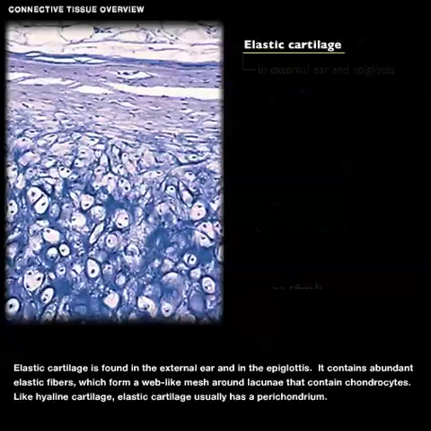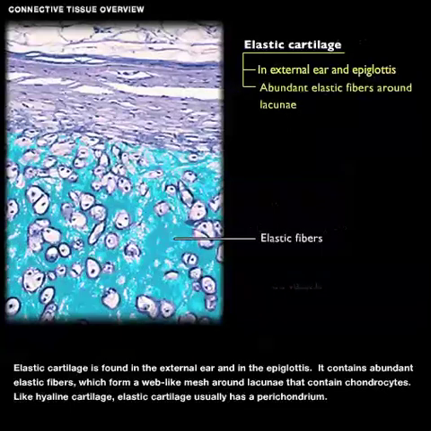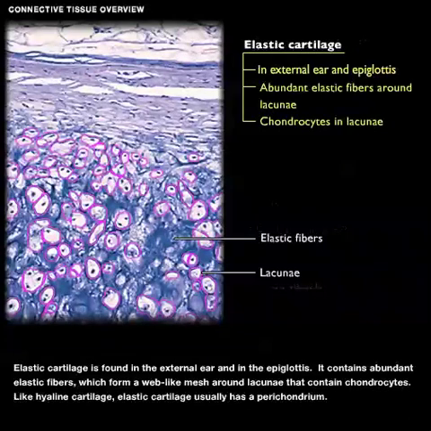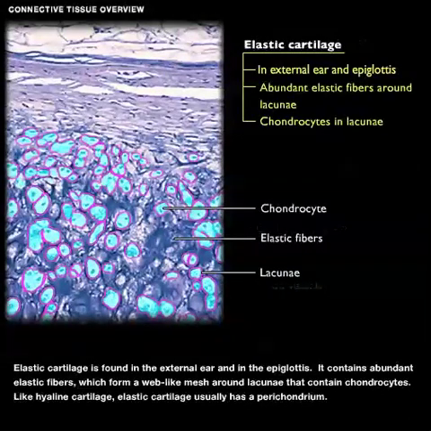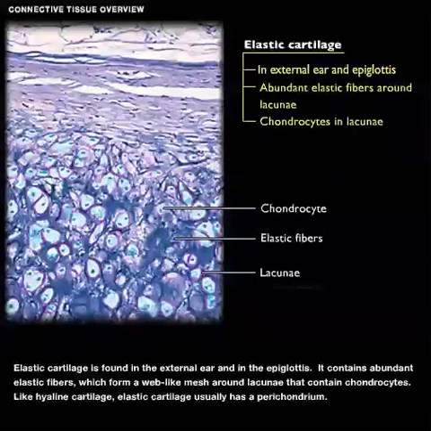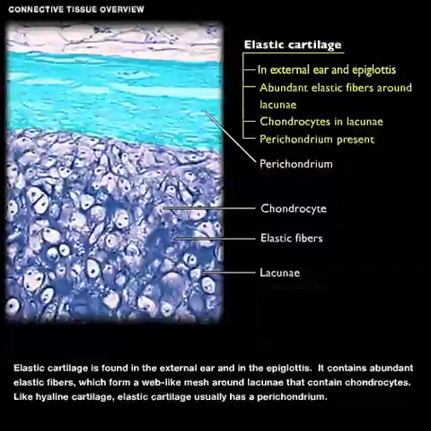Elastic cartilage is found in the external ear and in the epiglottis. It contains abundant elastic fibers, which form a web-like mesh around lacunae that contain chondrocytes. Like hyaline cartilage, elastic cartilage usually has a perichondrium.